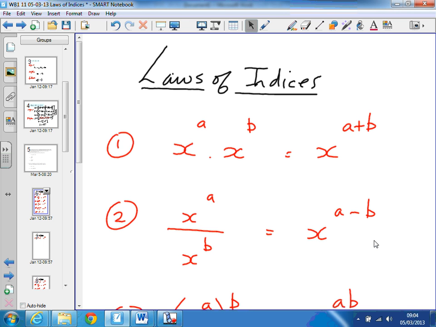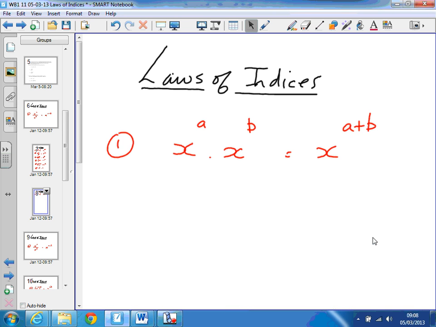So some of these rules that you refer to quite a lot, handy to keep separate. So what I want you to do is to write down these laws of indices, and then what we'll do is go through each of these separately, and I'll explain them. So I'll just pause this video for a second while you write them down.